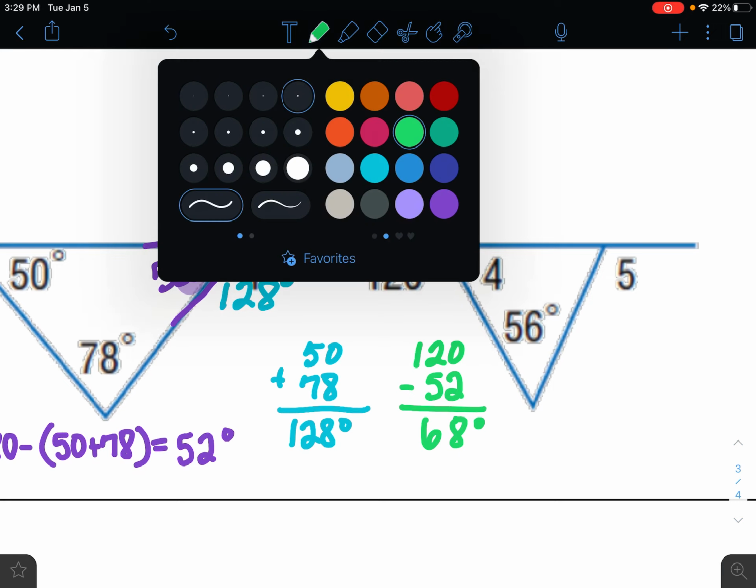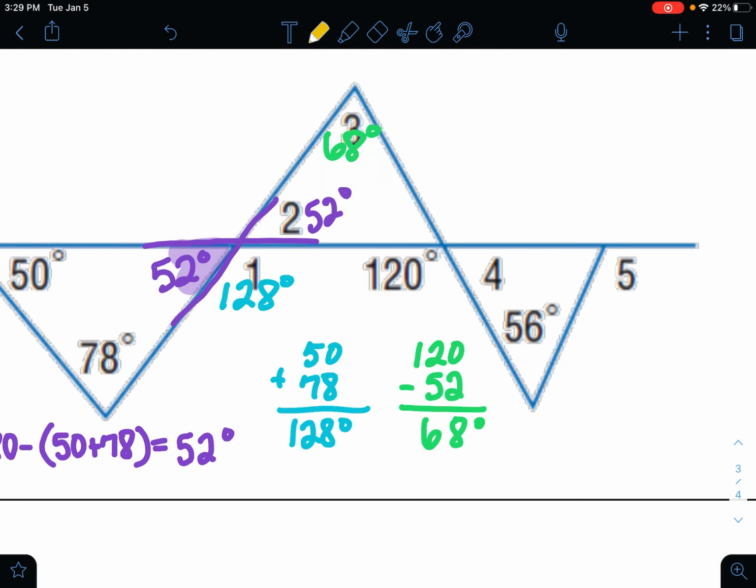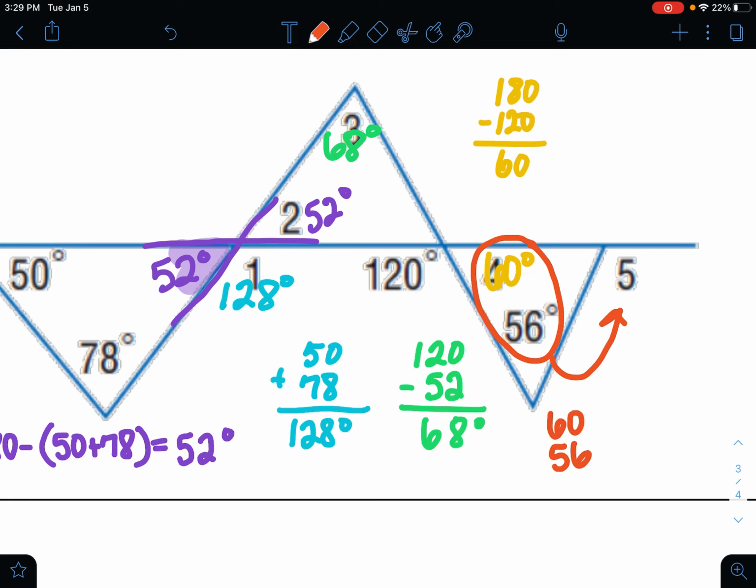This one is easy. So I can easily see that these two are straight angles, so I can just do 120 subtracted from 180, which is just 60. So angle 4 is just 60 degrees. And here we have another set of remote interior angles and an exterior angle. So you can just add those two together, the 60 and the 56, and that'll give you 116. So angle 5 is 116 degrees.